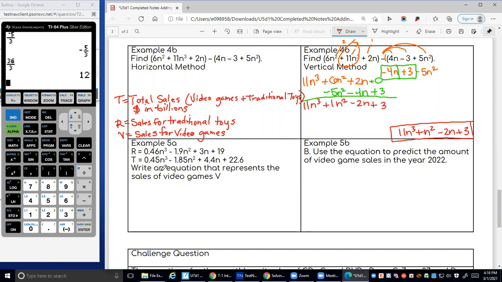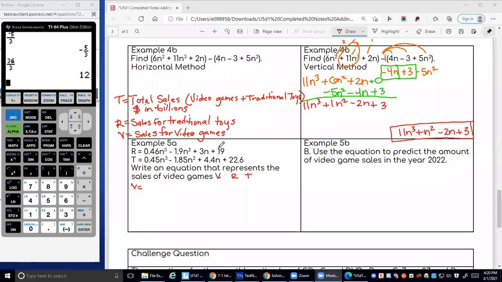But what we want to do is write an equation that represents the sales of video games, V. So just using V, R, T, maybe a little equal sign, maybe a little plus or minus, that type of thing. I want you to write an equation for V that represents the sales of video games using R and T, okay? So I'm going to put it on pause and record here.